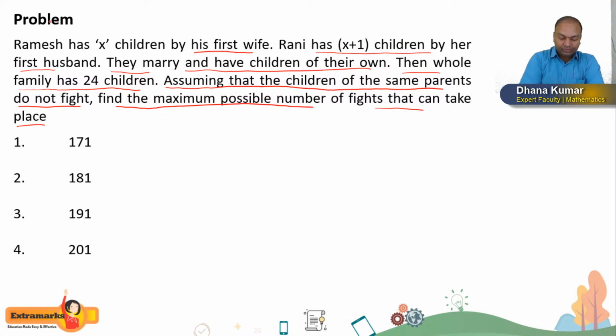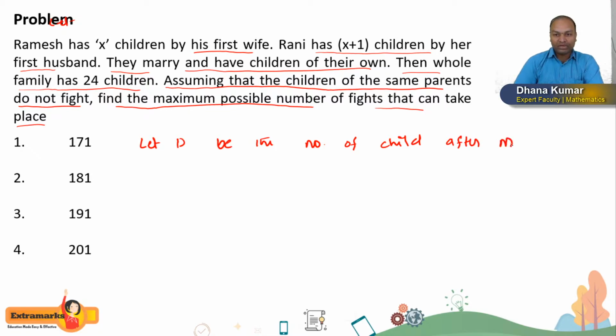Here I am writing, let p be the number of children after marriage. Here the condition, you observe this one: the whole family has how many members? The whole family has 24 children.